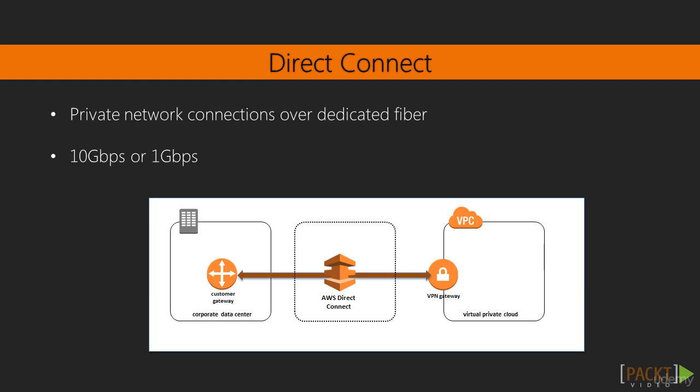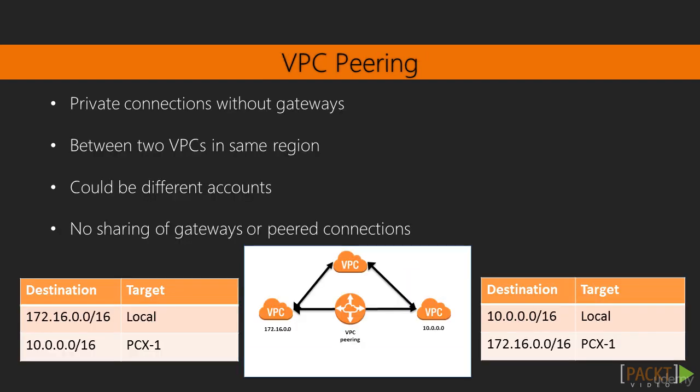The benefits of Direct Connect include speeds available up to 10 gigabits per second, improved performance, and enhanced security and compliance. If you wanted to connect two VPCs, AWS offers VPC peering, which allows instances in two VPCs to communicate like they're in the same network.